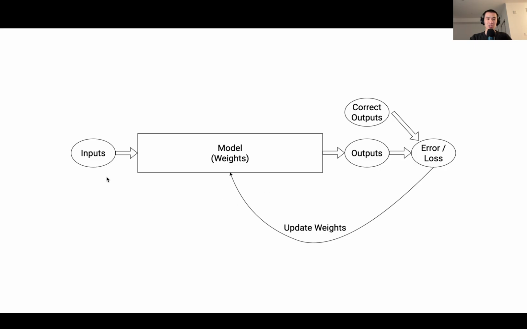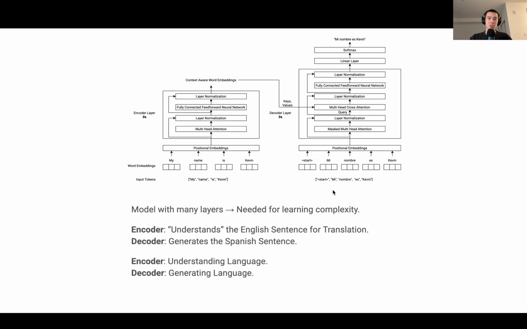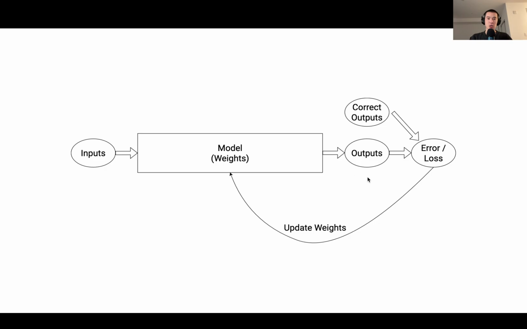So we have inputs that are passed to the model that has weights. These weights can be thought of as like the brain cells or like the knowledge of the model. The model uses those weights to generate an output, which could be like, oh, I think this is a picture of a dog or a cat. Or in this example, it's used for translation. So we get the output.